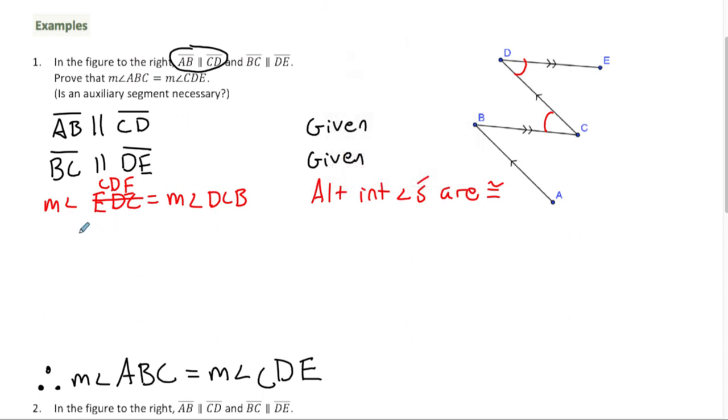Beverly. The measure of DCB is equal to the measure of CDE. Can we call it ABC so it matches with this one? Yeah. ABC. Why do we know that? Alternate interior angles are congruent. Yep, it's the same reasoning, so we'll do the double quotes. It's the same reasoning. This is what we have just said.